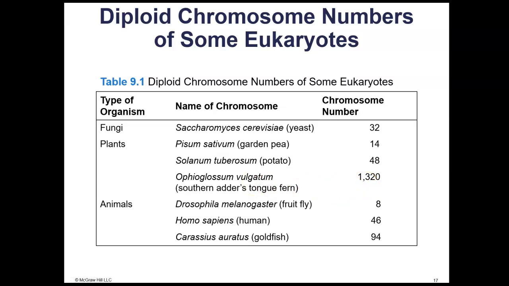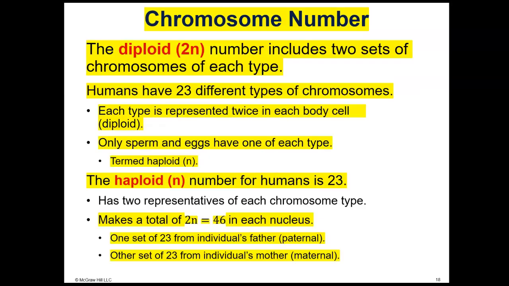The one that has the closest number to humans off of this list anyway is the potato. Solanum tuberosum has 48 chromosomes per cell. So the number of chromosomes per cell is not necessarily an indication of how closely related the organism is. But this just lets you know that chromosome number is different in different species.